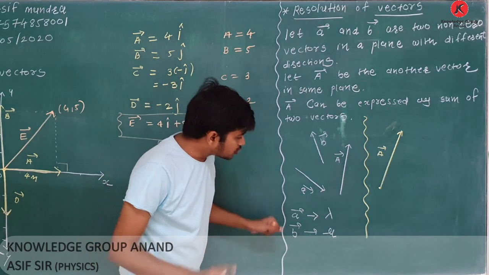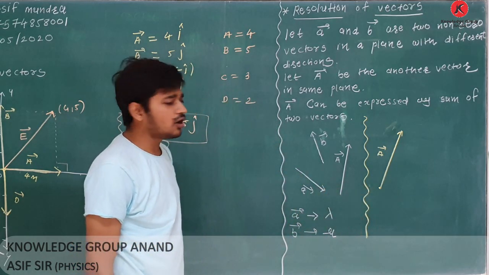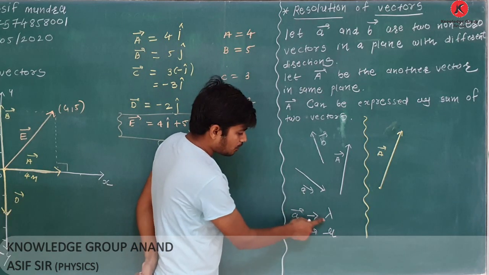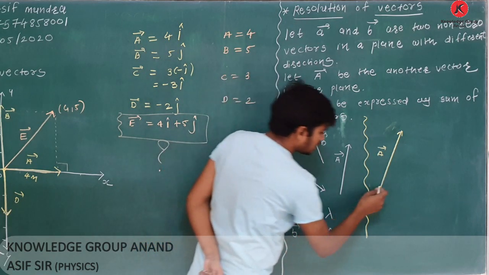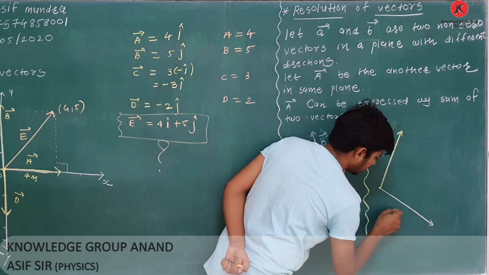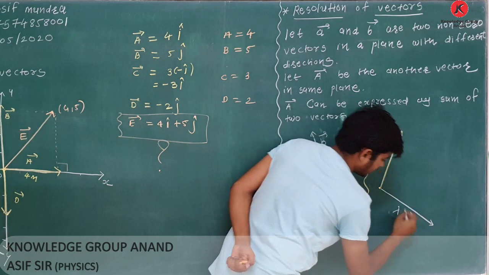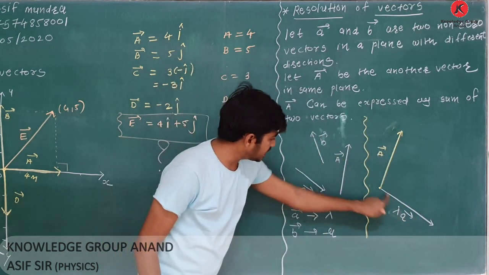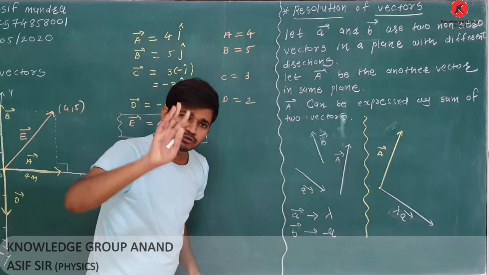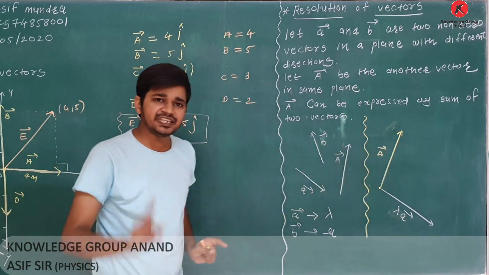Draw this vector from the tail of A. Then see how to draw. a multiplied with lambda gives another vector, that is lambda a, in the same direction, but its magnitude changes. You have to draw this vector from the tail of vector A.